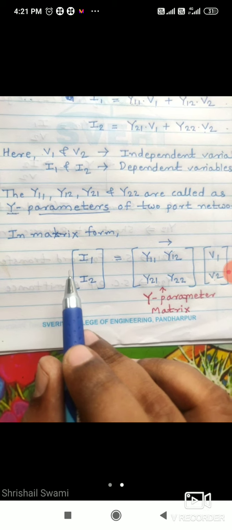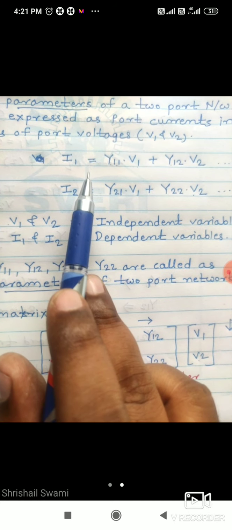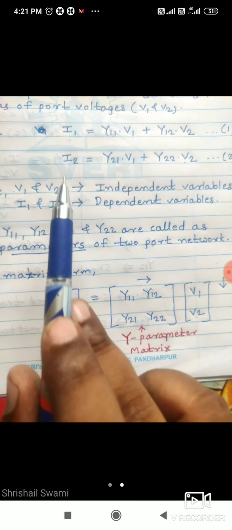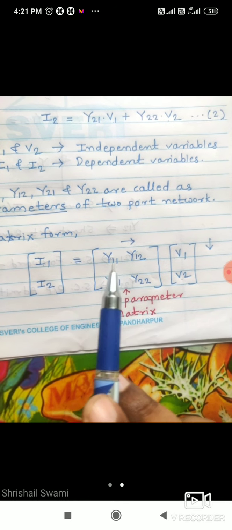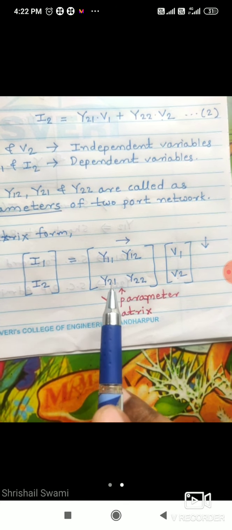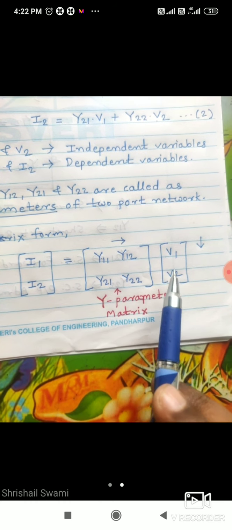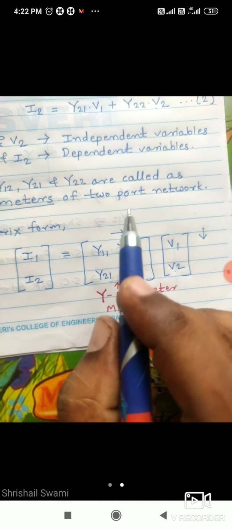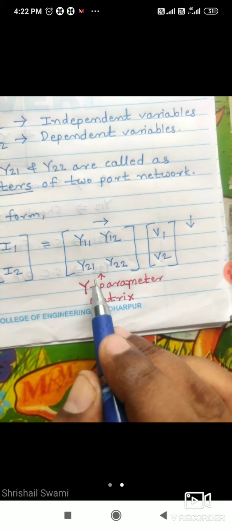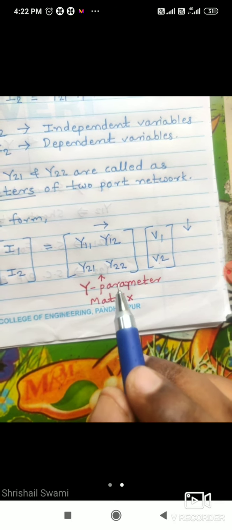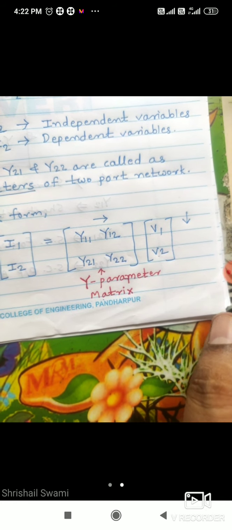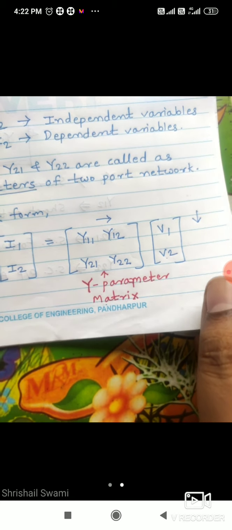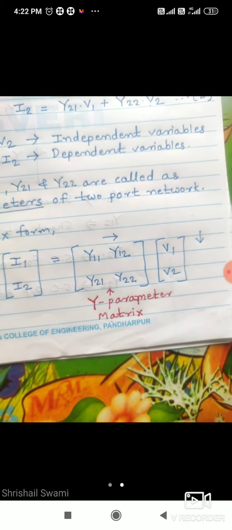Now in matrix form also we can denote, as already you learned, the linear equations can be represented in terms of a matrix. So I1, I2 in a column matrix is equal to Y11, Y12, Y21 and Y22 and V1, V2. So how is the multiplication happening? This is row wise and this is column wise. So this matrix is called as what? Y parameter matrix. Similarly, for all parameters you can write in this way. Okay. In the Z parameter also you can write the equations like this.